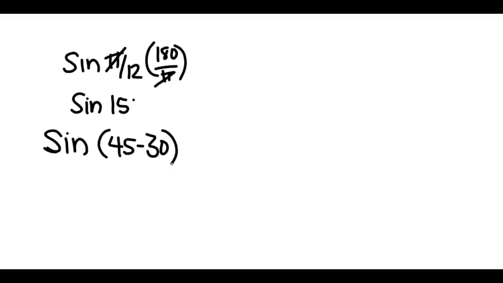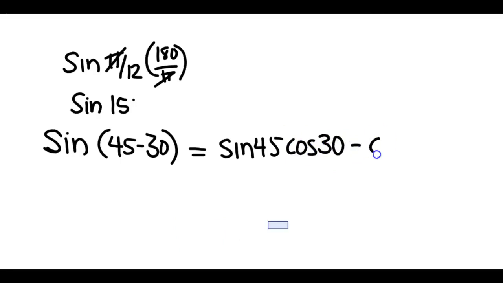Okay, so now this is a sum identity, 45 minus 30. We know we'd be using the sine a minus b one. So sine a minus b is equal to sine a cos b minus cos a sine b. In this case, a is 45 and b is 30. So all I did was use my sum identity and plug in the 45s and 30s.